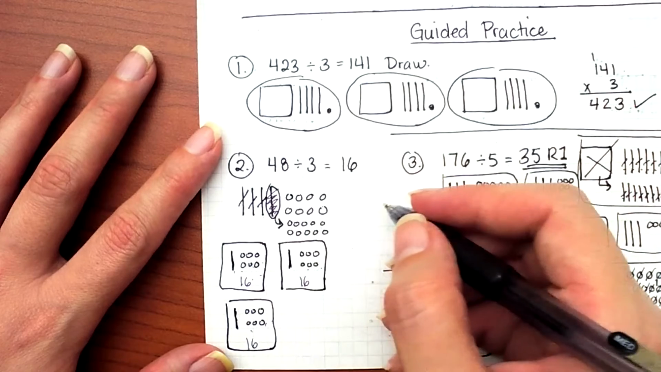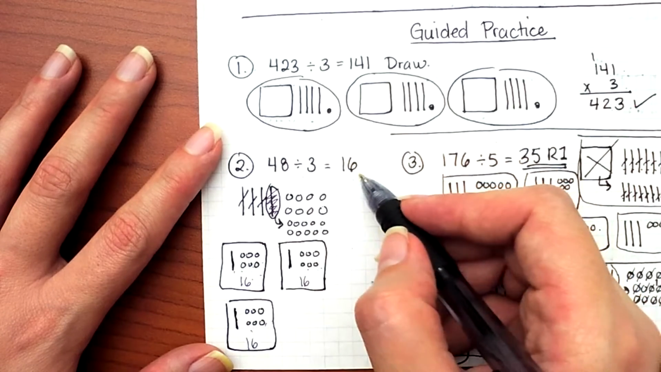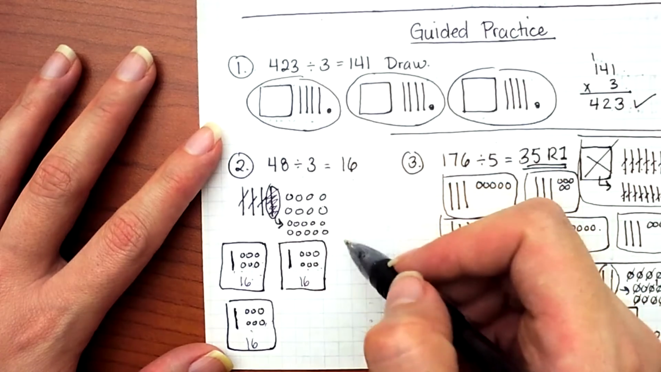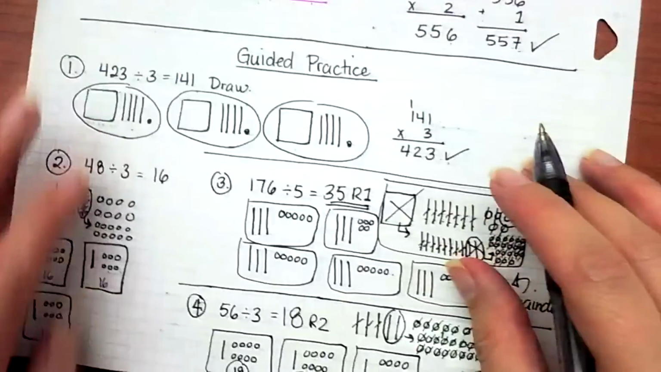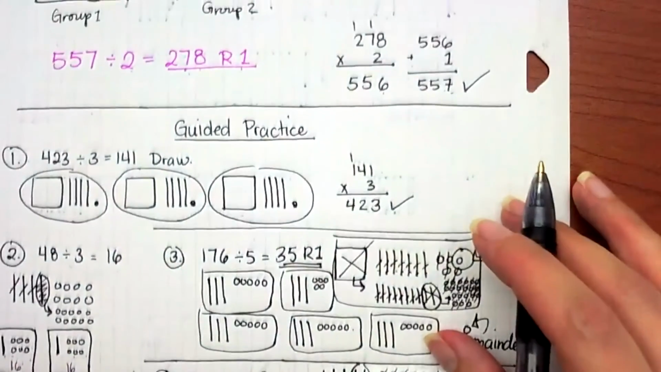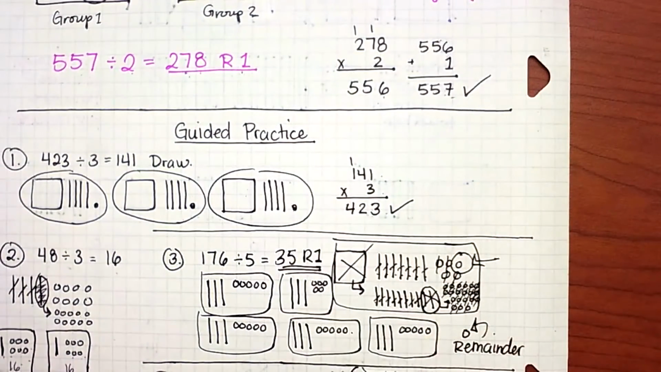If I wanted to check and do the inverse operation, I would do 16 times 3. If my answer was 48, then my work would be correct. I apologize, my work is a little bit crowded on this page, but bear with me.